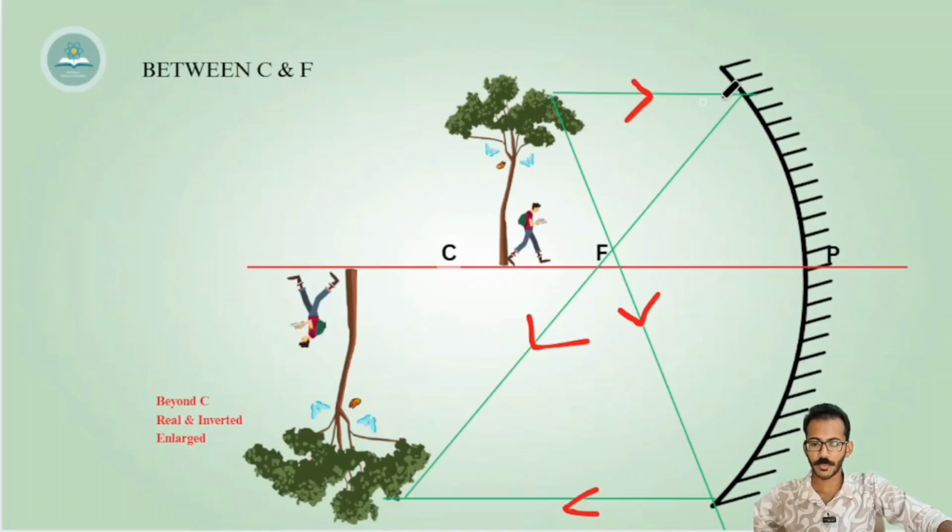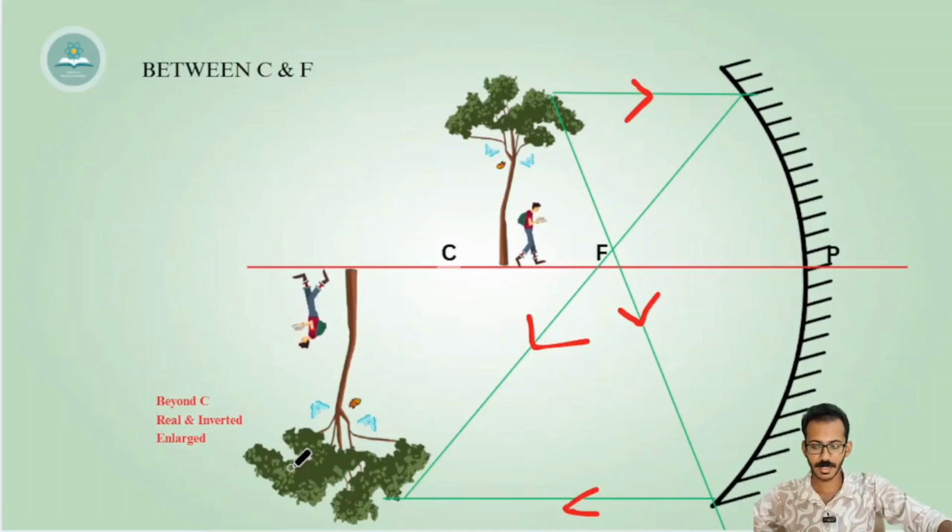So my first ray came like this, it went like this. My second ray came like this and went like this. Both the rays are meeting here at this particular point. That is a point beyond C. So when I place my object between C and F, I'll get my image beyond C.